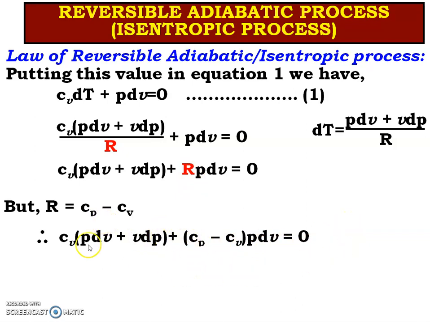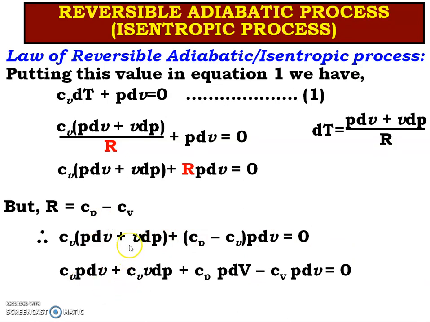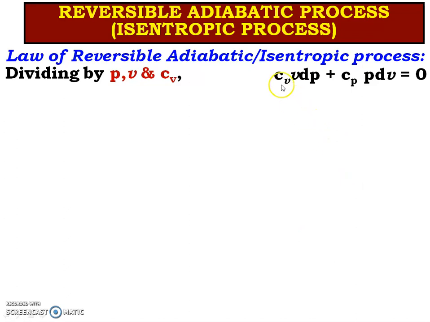So we are going to get Cv into PdV plus Cv into VdP plus Cp into PdV minus Cv into PdV. So which term is going to be cancelled? This one. Cv PdV is going to be cancelled. So my equation will be Cv V dP plus Cp P dV is equal to 0. So this is the equation.